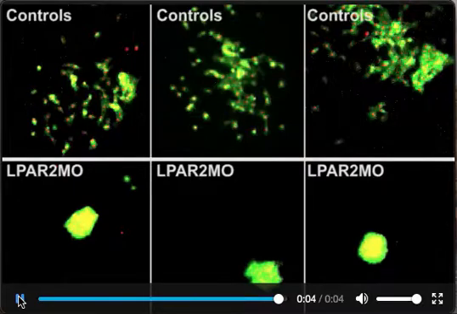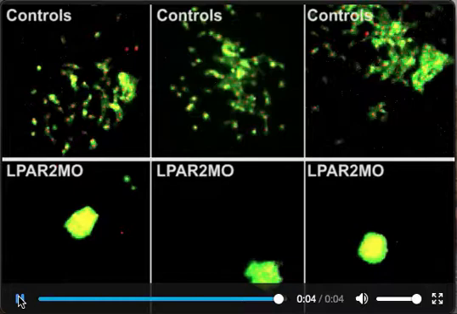Okay, so this is the third experiment in this paper, and this experiment wanted to determine whether the cells lacking LPAR2 displayed stronger cell-to-cell adhesions. So this is a 2D culture dispersal experiment using the controls. You can see the controls on the top and the LPAR2MO injected cells on the bottom.